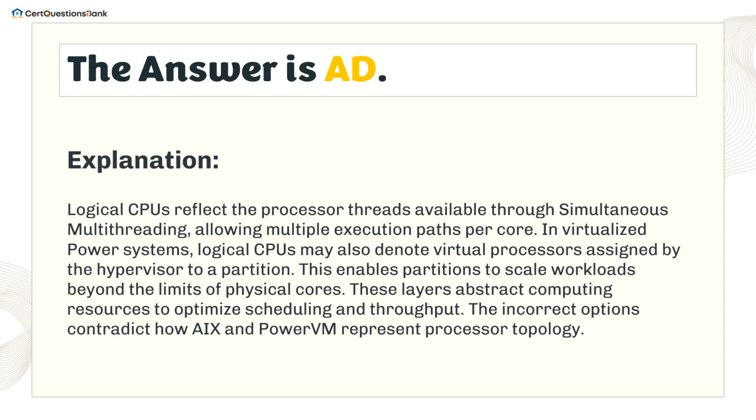Logical CPUs reflect the processor threads available through simultaneous multi-threading, allowing multiple execution paths per core. In virtualized Power systems, logical CPUs may also denote virtual processors assigned by the hypervisor to a partition. This enables partitions to scale workloads beyond the limits of physical cores. These layers abstract computing resources to optimize scheduling and throughput. The incorrect options contradict how AIX and PowerVM represent processor topology.